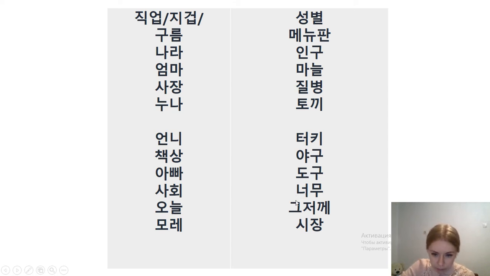And there are also two words. 그저께, don't forget about sound. We have to like smile. 그저께, 그저께, 그저께. And the last one is 시장, 시장. What sh sound? I'll tell you today. So we have the last one, 시장.